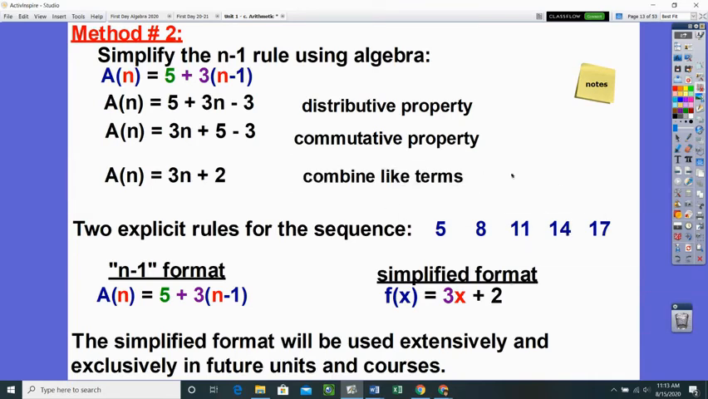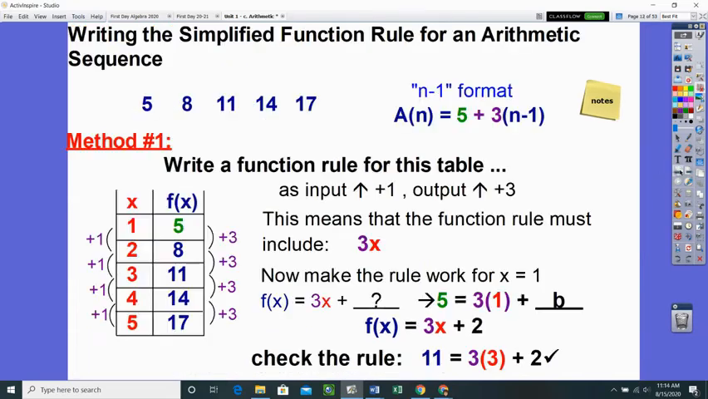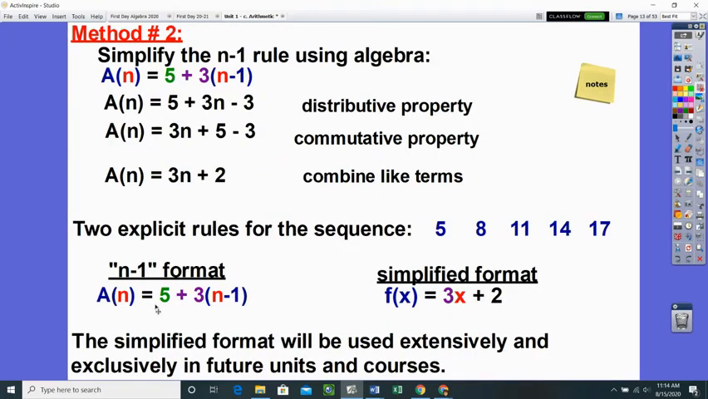So either way, whether I use the method that we talked about in the last section, an intuitive approach to get to multiplying the input times 3 and adding 2, or if I do the algebra, either way, I'm going to get the simplified rule. And again, it doesn't matter if it's an n and an a of n or an x and an f of x, but what you do not want to do is have f of x equals 3n plus 2. Those variables have to match. So the simplified form is used extensively, not only this year, but throughout math as well.